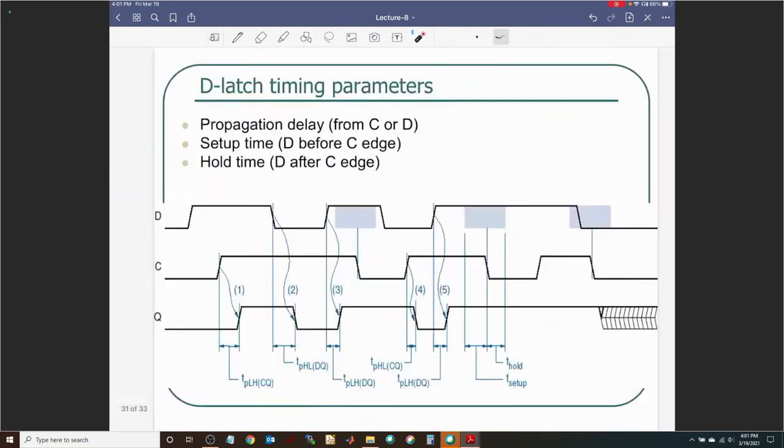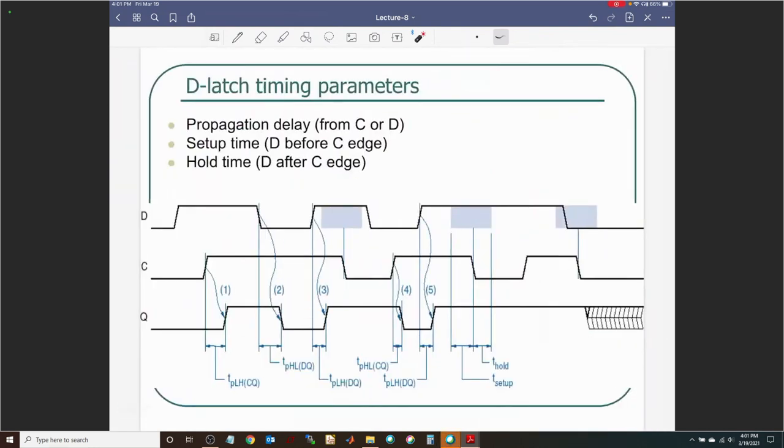All right, so that's your data latch playing a very important role in registers. That you will see in registers a lot. Now, there are a few timing parameters that we are going to add to this list. There is a propagation delay that is going to be repetitive from before, right? So from C to D. So when C changes, C or D.